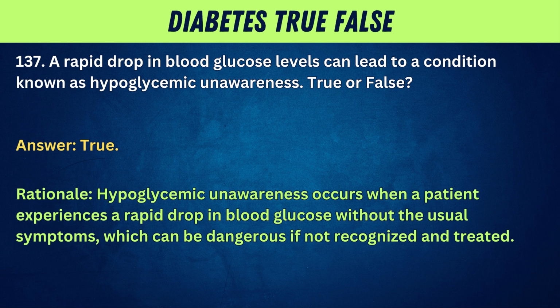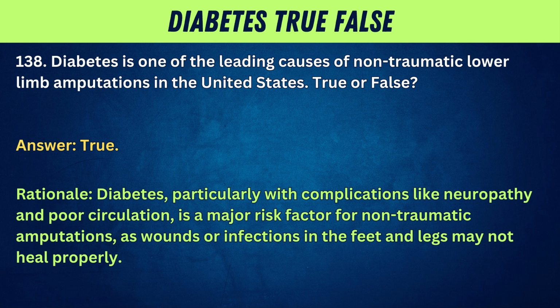True or false? Answer: true. Rationale: hypoglycemic unawareness occurs when a patient experiences a rapid drop in blood glucose without the usual symptoms, which can be dangerous if not recognized and treated. 138. Diabetes is one of the leading causes of non-traumatic lower limb amputations in the United States.